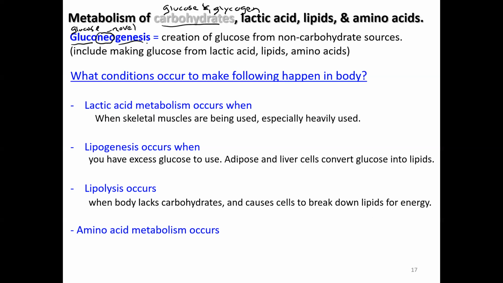Your cells can use that to make ATP. Fatty acids and ketones, what does it do to your blood pH? Drops it. So yeah, you can live on your fat stores, but your body's not going to like it long term. There's going to be problems.